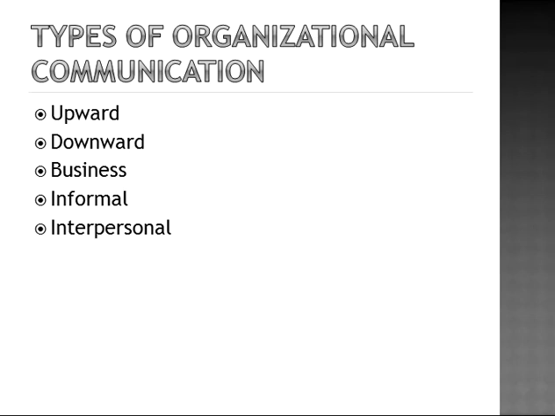Here are some types of organizational communication. We have upward communication from a subordinate to a supervisor or boss. Downward communication from a manager or supervisor to someone that reports to them, a direct report, for example. We have business communication, communication whose focus is about conducting business, that does not have a personal connotation to it. We have informal communication, communication that happens not in a meeting or a formal situation or lecture hall. Informal meaning something like around the water cooler or the lounge room. And then we have interpersonal communication, communication from person to person, usually in a face-to-face type of environment.